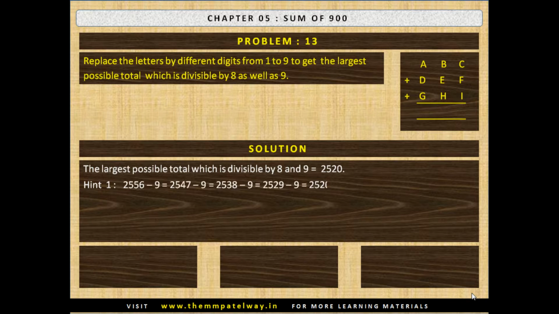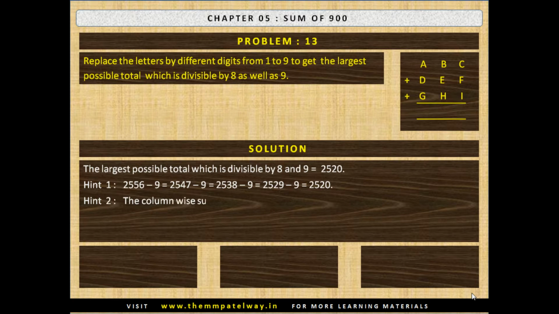Step 1 will be to get the largest total and then reduce it by 9 till we get a number divisible by 8 and 9. Note that when we reduce 9 from the highest total, the answer will always be divisible by 9.